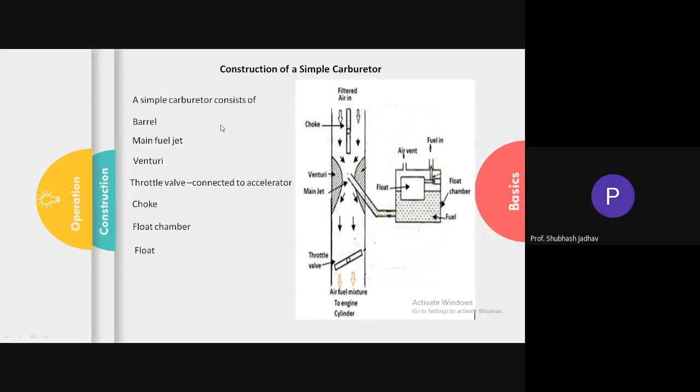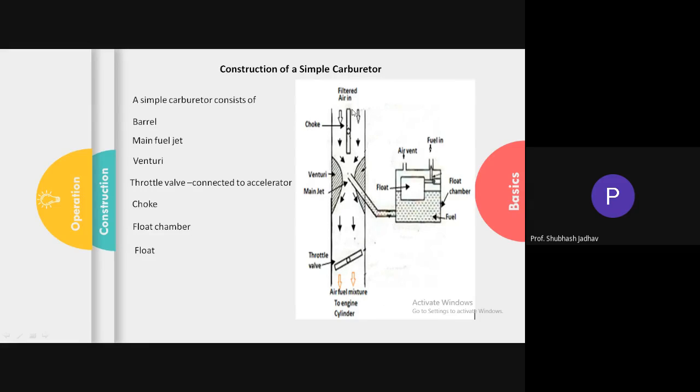So basically it consists of a barrel, which is this pipe-like section. Okay, this is called a barrel. In this you have a main jet, which is the provision for the fuel to come in. This is the inlet side of the barrel, and this is the outlet side. On the inlet side, air is coming in. Here the fuel is coming in. Here the air and fuel are mixed, that is, the mixture is being prepared, and here the mixture is being supplied to the engine.